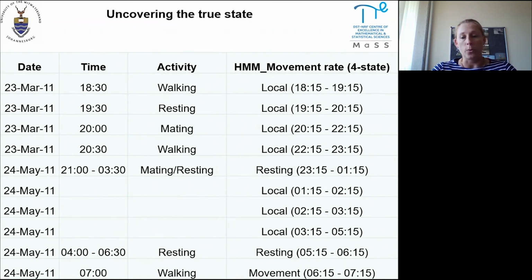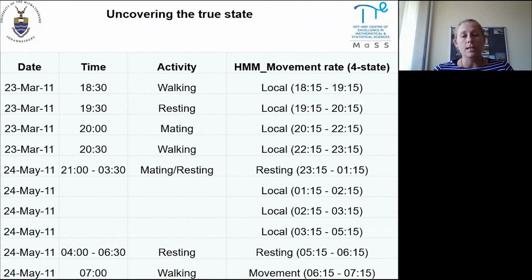From 4 until 6:30 in the morning resting, which we also predicted, and then at 7 o'clock walking, and the state prediction from the model was movement. So although it's not an ideal validation based on the timescales being very different, at least our state predictions are reasonable. Walking, resting, mating, walking, we predicted as local movement, which for an animal that is doing a combination of those particular activities, is not a bad prediction.